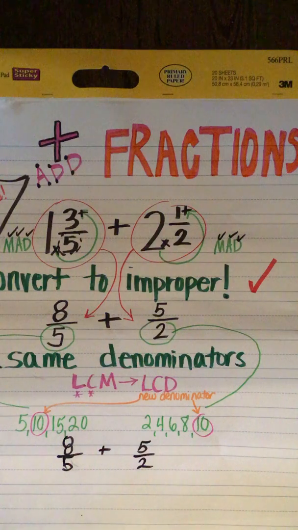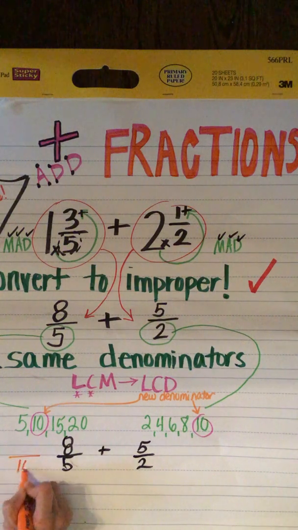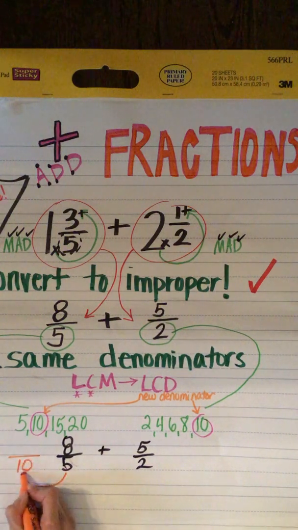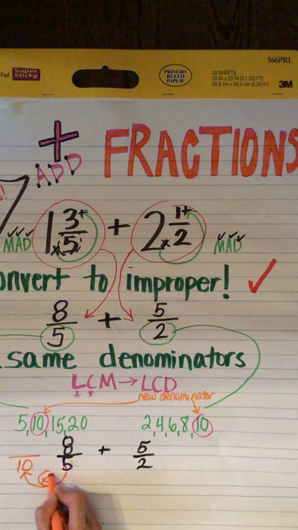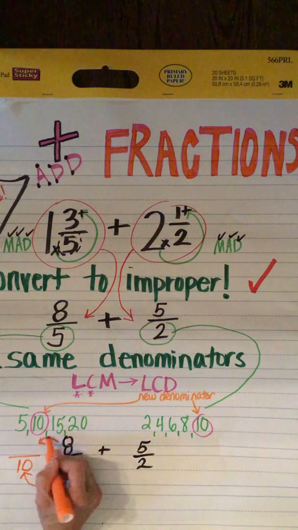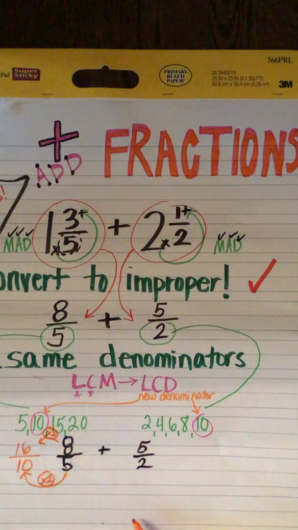So now I've got to make the same denominator. How do I make a denominator of 5 into a denominator of 10? Well, how do you get from 5 to 10? 5 times 2. Give the same thing to the top. 8 times 2 is 16.